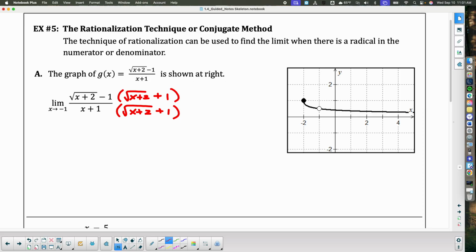Okay, so I've got square root of x plus 2 times square root of x plus 2, and I get x plus 2. And the reason we picked this specifically is because this is a difference of squares. The middle terms cancel out when you FOIL it. So when the middle terms cancel out, the last term would be negative 1 times positive 1, which is minus 1.